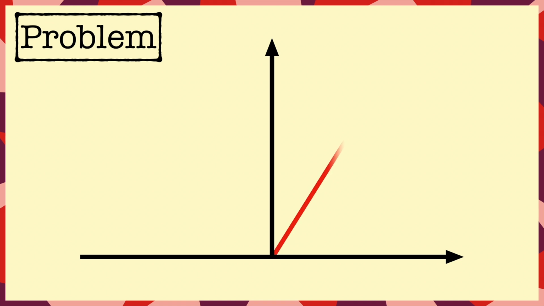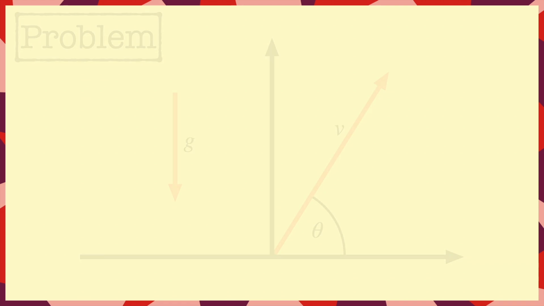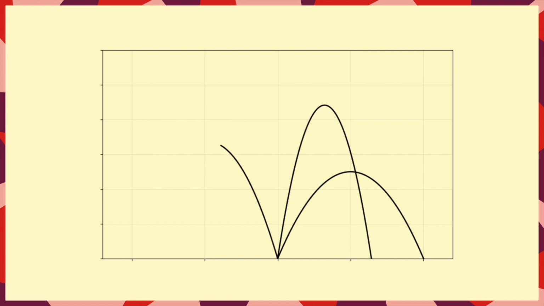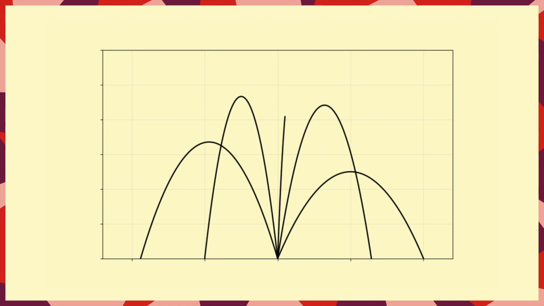Say we throw an object, like a tennis ball, with velocity v at an angle theta above horizontal, and we'll ignore air resistance and say that gravity is the only force acting on it. So, depending on the angle at which we throw the ball, it will follow a different trajectory. And our goal is to find the envelope of these trajectories, shown here by this red line.